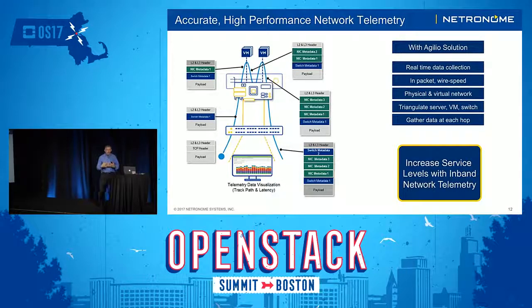You can do this at wire speed because the packet is inserted on the fly. And then you can triangulate between your server, VM, and your switch, especially if you have a programmable switch, and you can gather data at each hop, so you can get a lot more telemetry information than you could get previously.